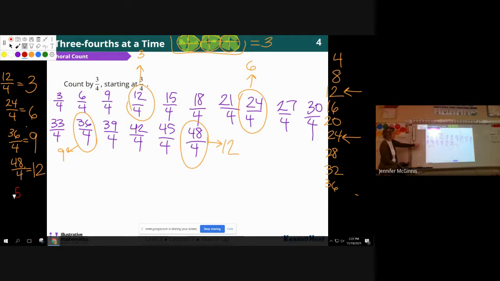2, 4, 6, 8, 10, 50. 1, 2, 3, 4. 54th equals how many holes? 15 holes. We could keep doing that.